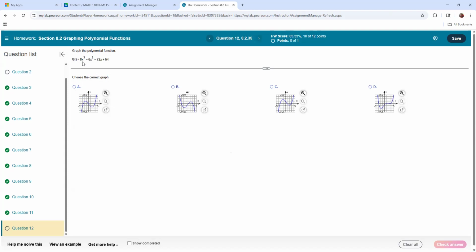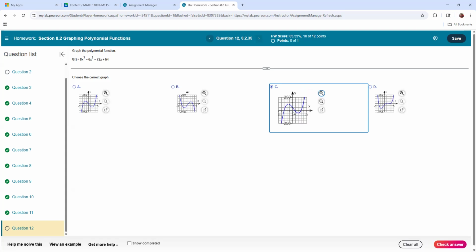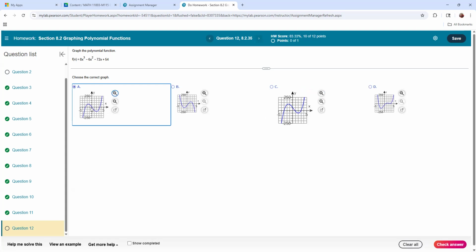And I bet 8x to the cubed, odd exponent, positive lead coefficient. So it's either going to be A or C. So let's look at the difference. C is crossing way up here, looks like 50 something. And A is crossing right through the center. So it's either going to cross through the center on the y-axis or it's going to be up a little bit. So y'all, let's go graph that and see which one we get.